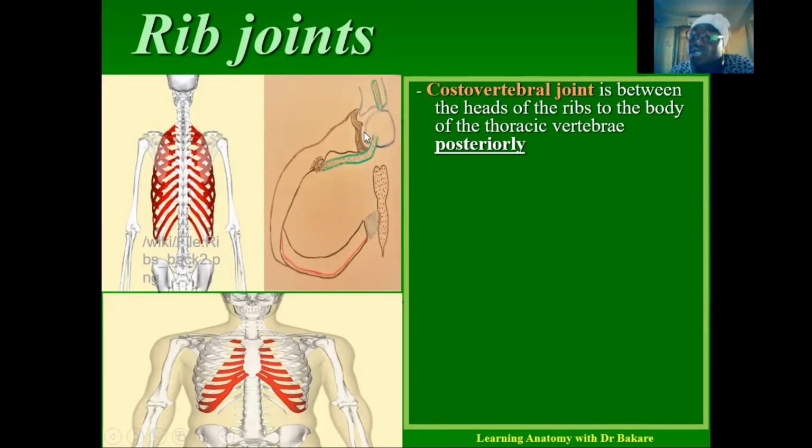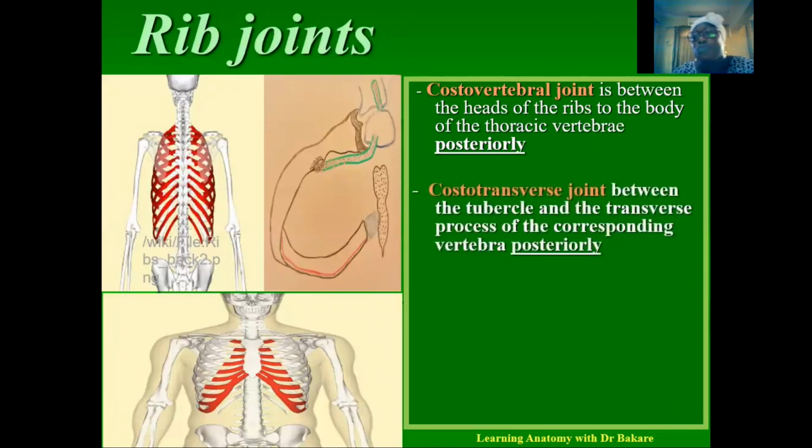Also around the posterior part of the thoracic cage, we have the costotransverse joint. We still need to break the name down: costo and transverse. Costo, we already said, means rib. Transverse means the transverse process of the thoracic vertebra. So this is the joint that is seen between the rib tubercle and the transverse process of the corresponding thoracic vertebra. And this joint is still at the posterior part of the thoracic cage.